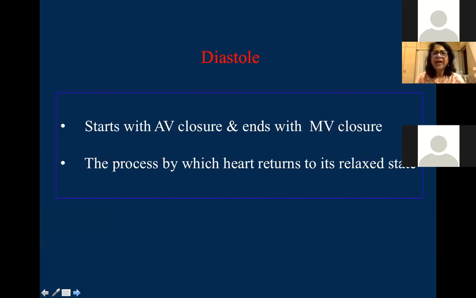Now, a few lines about the normal diastole in a patient. As we know, diastole is a phase of relaxation. It is the process by which the heart returns to its relaxed state. It starts with aortic valve closure and it ends with mitral valve closure.